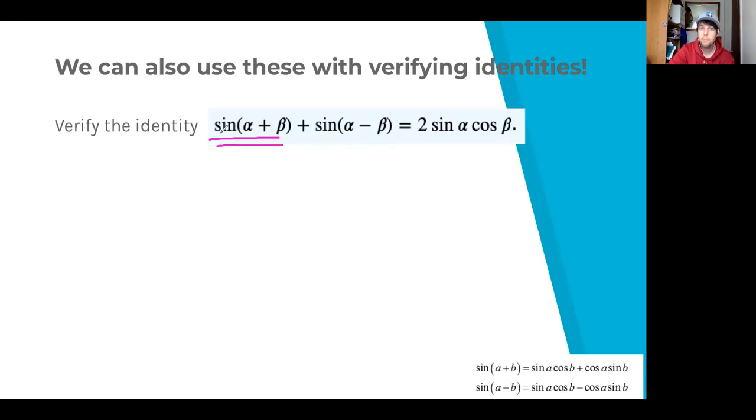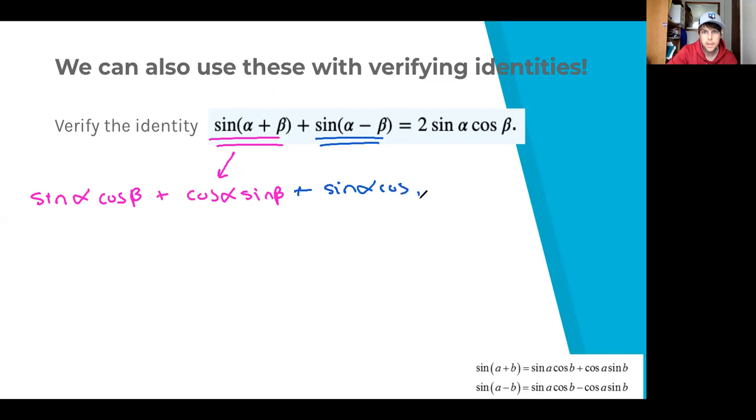We have our sine sum. We can expand that out. Again, I've got the little formula down here at the bottom. This expands out into sine alpha cosine beta plus cosine alpha sine beta. And now we're adding it to this other thing. This is our sine difference, so we're going to expand that out. That's sine alpha cosine beta minus cosine alpha sine beta.